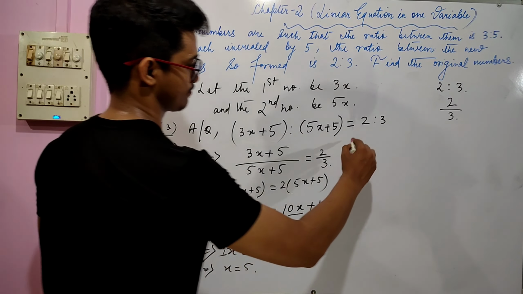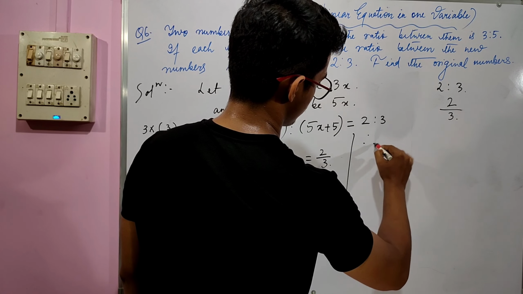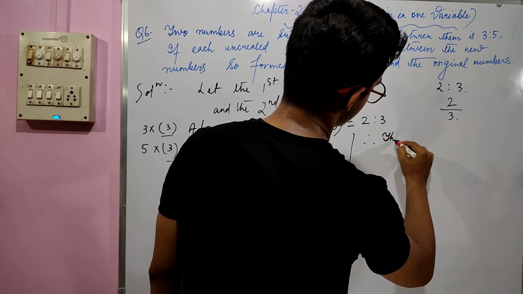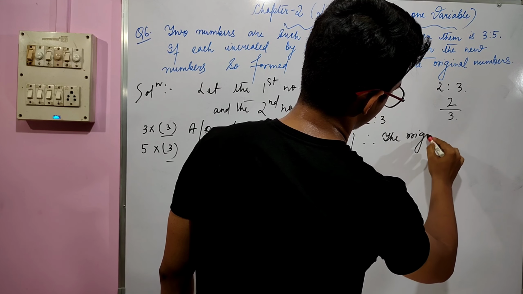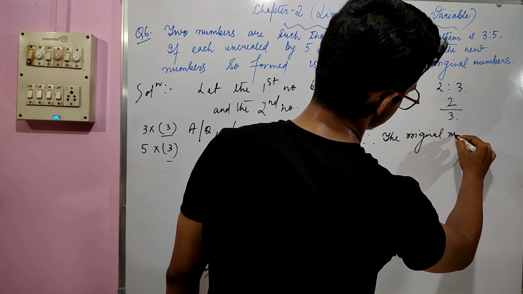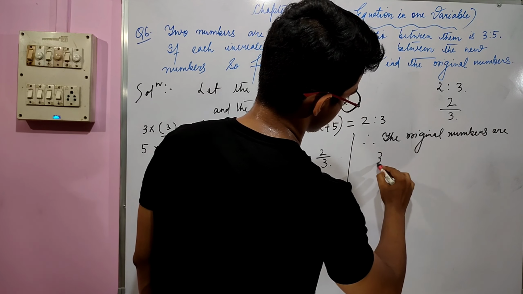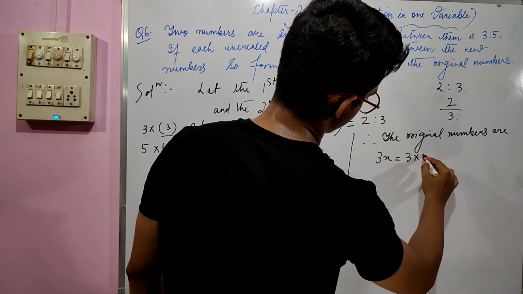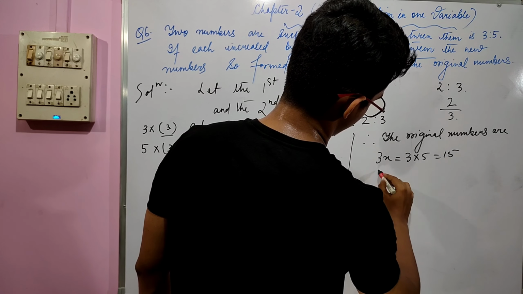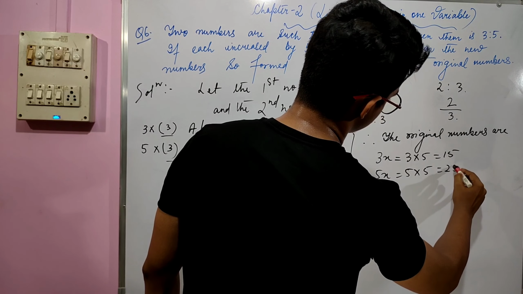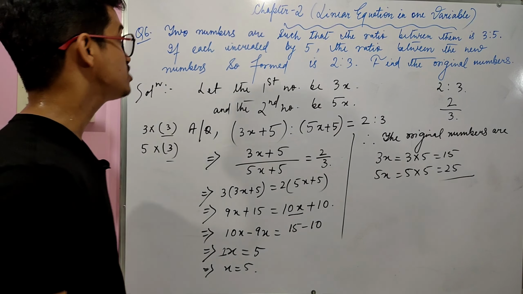So therefore, this is the sign of therefore. Therefore the original numbers are 3x equal to 3 into 5, that is 15, and 5x equal to 5 into 5, that is 25. So these are the two numbers, that is 15 and 25.